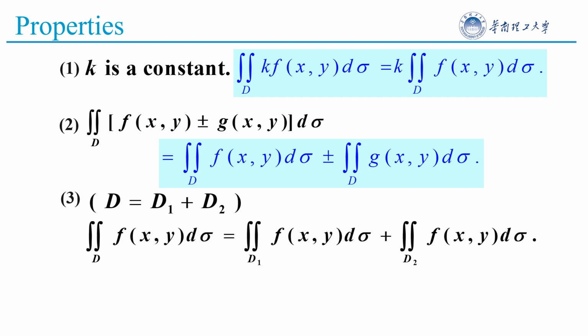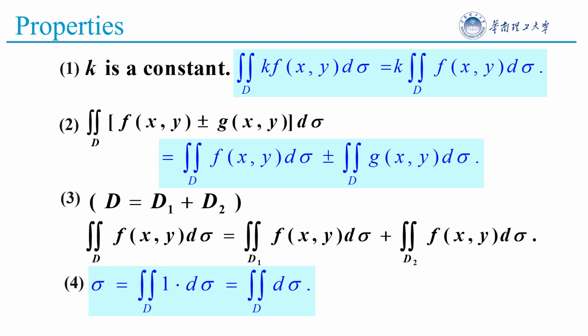Additivity. Let region D be divided into two parts, D1 and D2. Then we have the double integral of f(x,y) over D is equal to the sum of the double integral of f(x,y) over D1 and the double integral of f(x,y) over D2. The double integral of 1 over region D is equal to the area of the region D. Here 1 can be omitted.